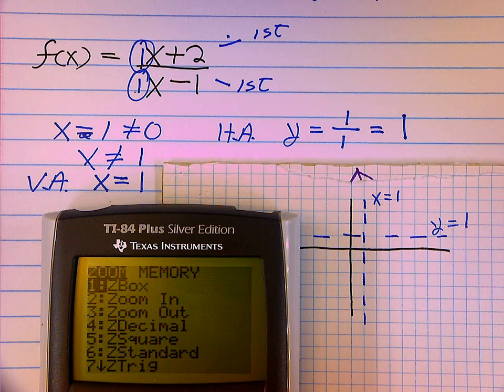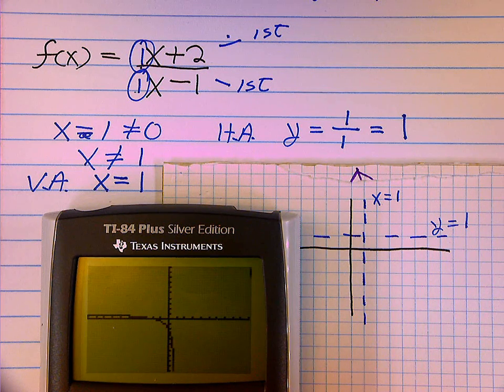I'm going to go ahead and do a zoom standard. That's going to take me from negative 10 to positive 10 on the x values, negative 10 to positive 10 on the y values. Notice the shape of my graph.